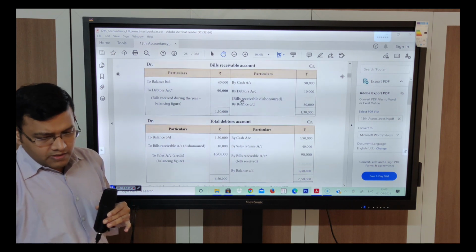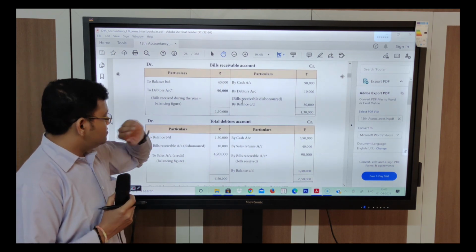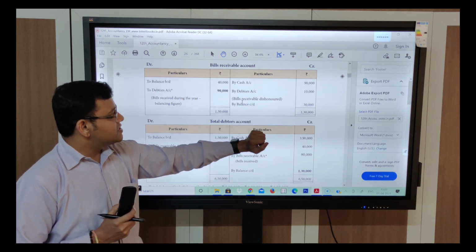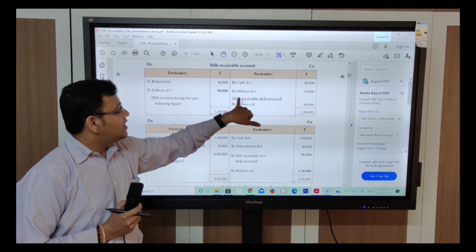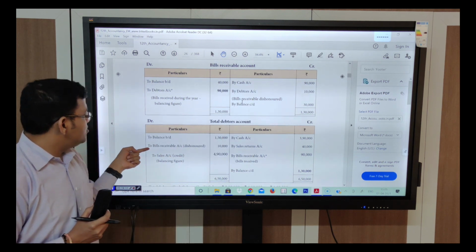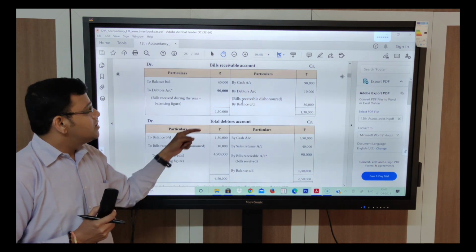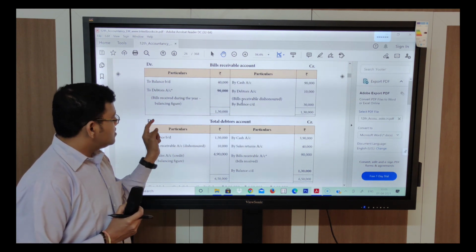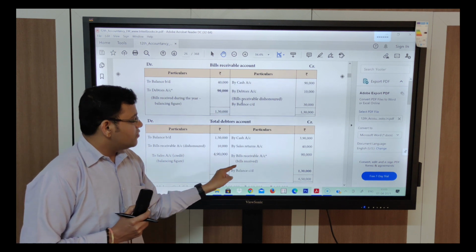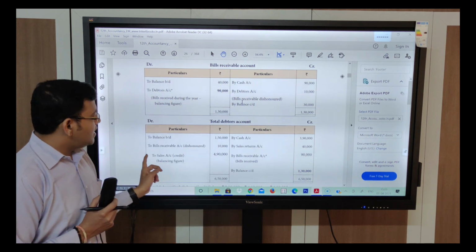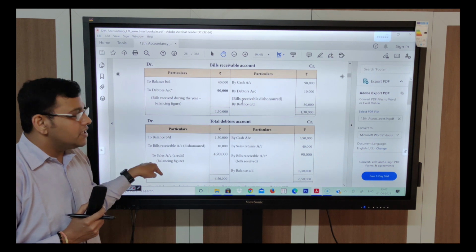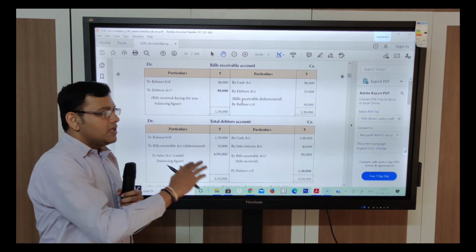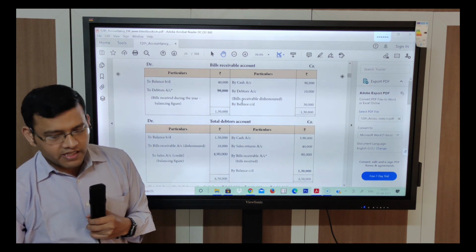You are preparing the bills receivable account. The opening balance, closing balance is there, by cash received, and then by debtors. Same way you have 2 bills receivable which is dishonored, so this entry is going to be there, and then 2 debtors account 90,000. So the bills receivable account will be 90,000 over here, and then finally you get the balancing figure in the total debtors account, which is the credit sales. So you should follow this format. If you don't follow the format, you will not be able to find the credit sales.